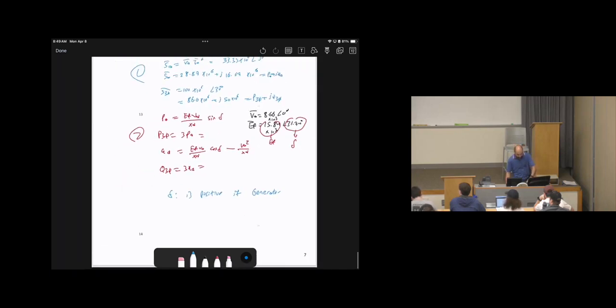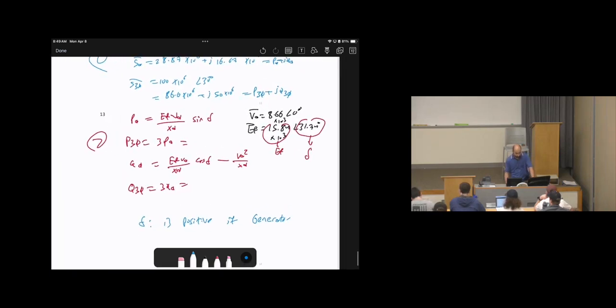Yeah, this is the end of the generator. Any questions?